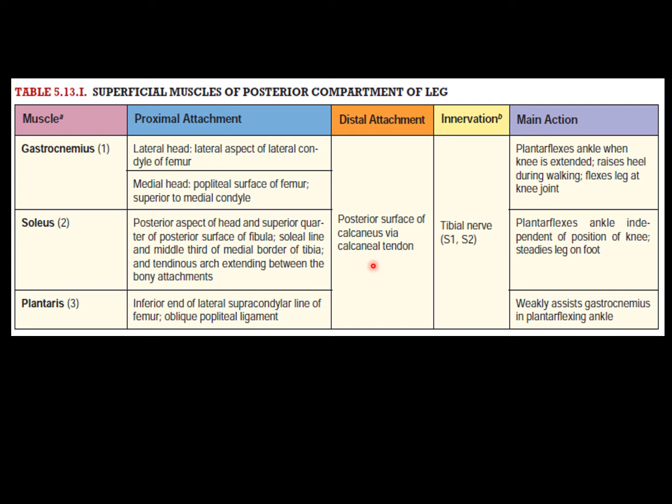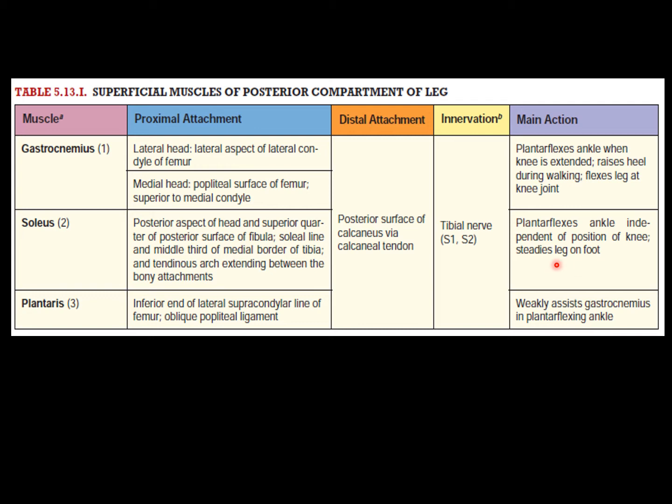So it is a very bulky and powerful muscle also, and it is supplied by the tibial nerve. As we have discussed, because it is attached to the tendocalcaneus, it again is a plantar flexor at the ankle, independent of the position of the knee, steadies the leg on the foot. So its major action is plantar flexion, and it also helps in long standing, so it contracts while we are standing, and it does its function with the alternative movements of the extensors of the leg.